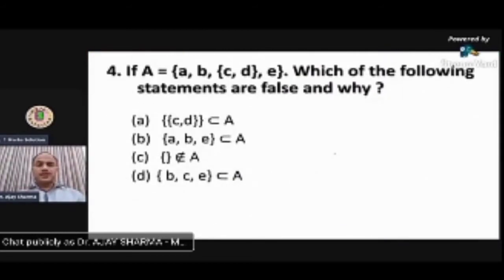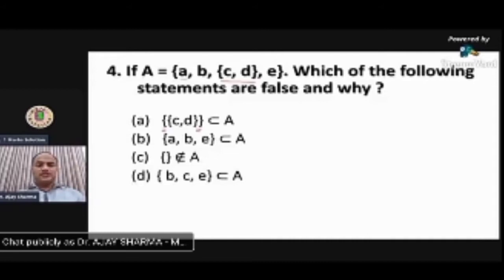Next we have the elements A, B, C, D, E. Remember, this element is a unique element, a special element. You know the meaning of that. Now which of the statements are false and why? This we have to tell. Now look here, when we write one more bracket, what are we doing here? We are writing one more curly bracket. You know, this curly bracket is the notation for sets. So when we write one more set notation, it actually becomes a set.